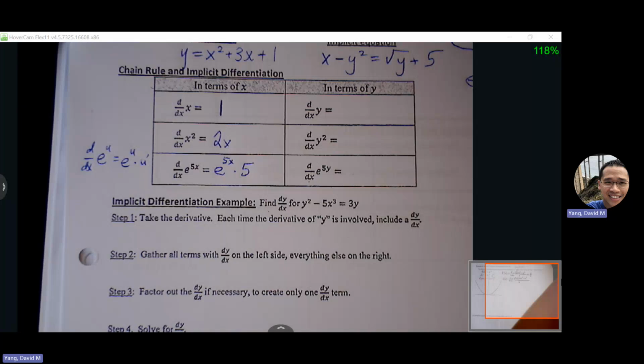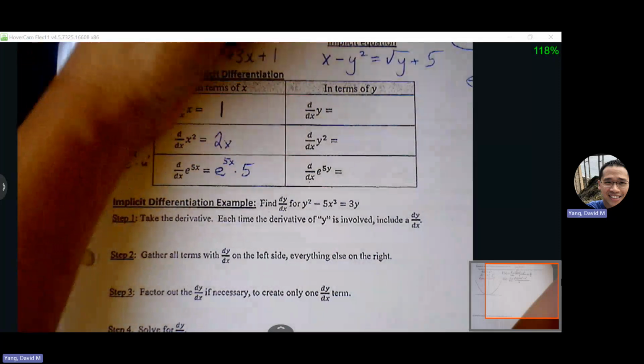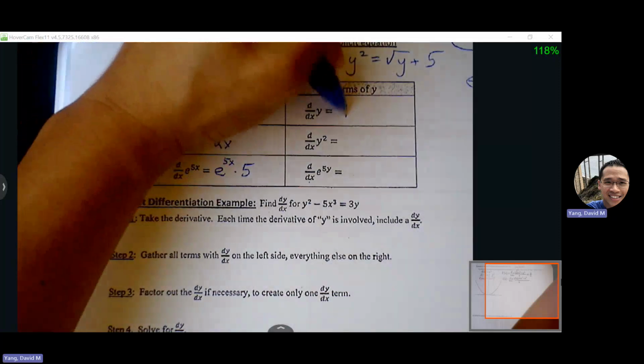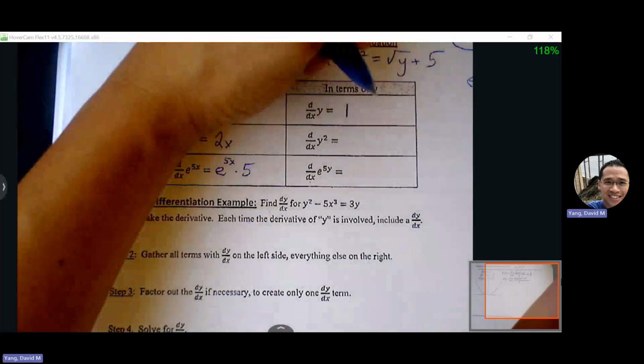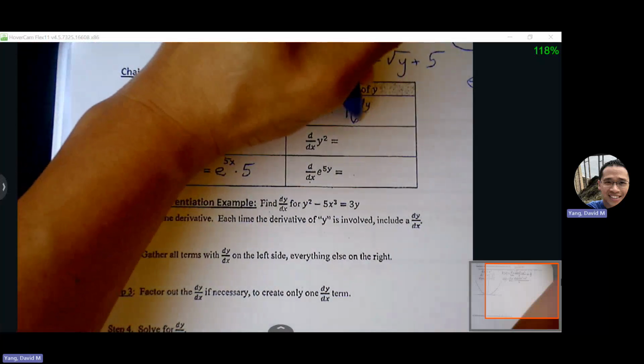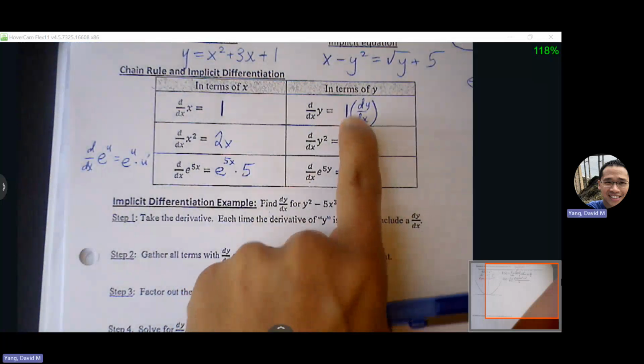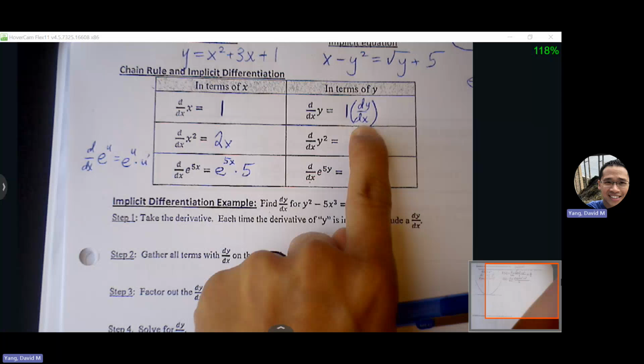What's different about when you're trying to find the derivative if y is involved, you're going to find the derivative like you normally would, treat y like you would x, so the derivative of y would be what? Just 1. But we're asking for y's derivative with respect to x, so we're going to include a dy dx to indicate that this is a dependent variable, and we have to keep track of that new derivative variable there.